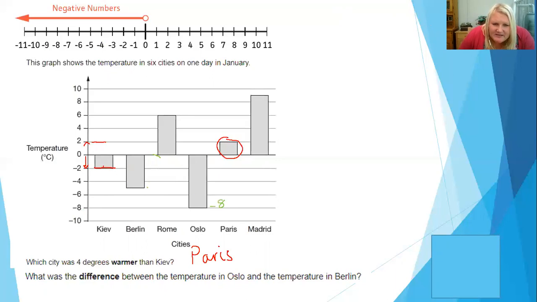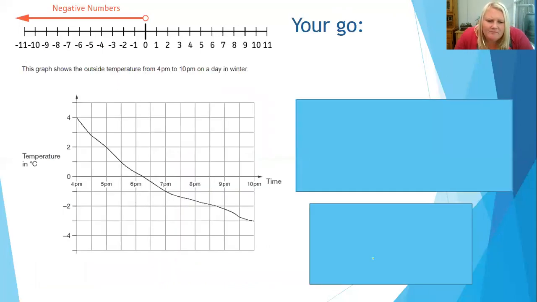Now it's in between 4 and 6, which makes it -5, which gives it a difference of 3 degrees. Well done if you got that. Right, you'll have a go at this line graph. Same principle as the bars. You need to spot it and see if you can go. The graph shows the outside temperature from 4 p.m. to 10 p.m. on a winter's day.